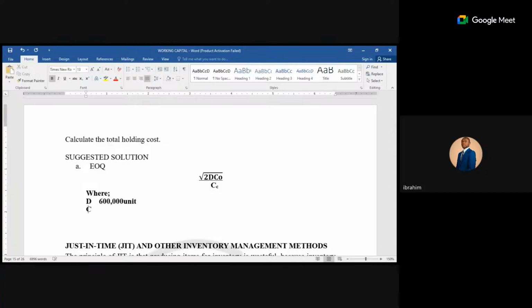So, the CO is what? The name. This is annual demand. What is our CO? Ordering cost. If you never master the formula, better do that now. The cost you incurred up to the point of receiving the inventory in the warehouse is called ordering costs.